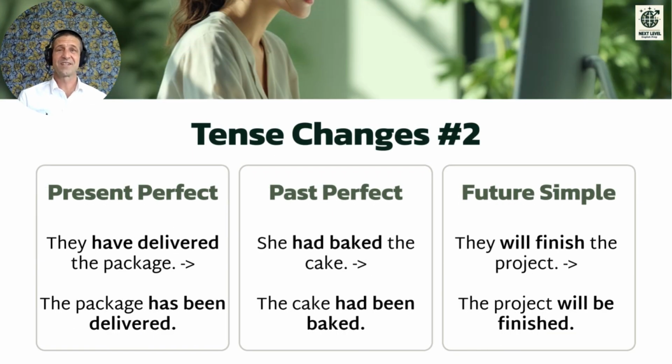And 3 more tenses. The present perfect, they have delivered the package, becomes the package has been delivered. The past perfect, she had baked the cake, becomes the cake had been baked. And the future simple, they will finish the project, turns into the project will be finished. Every tense can be made passive. You just need to know the structure.